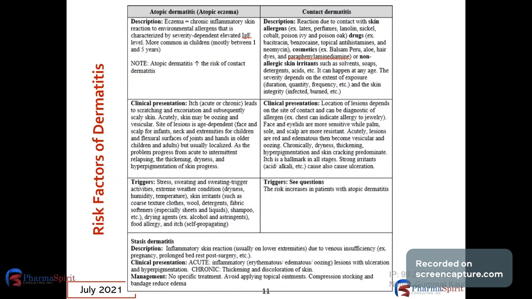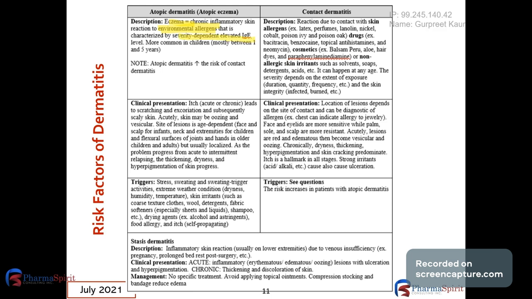So this table is a little bit busy, but basically we are comparing the two conditions we talk about here. The first is atopic dermatitis versus contact dermatitis. So let's start first with the atopic dermatitis, which is the same as eczema. And this is a chronic inflammatory skin reaction to environmental allergen. And that's an important thing. The patient gets exposed to environmental allergen, and because of this exposure, there is severity dependent elevation in the immunoglobulin E.